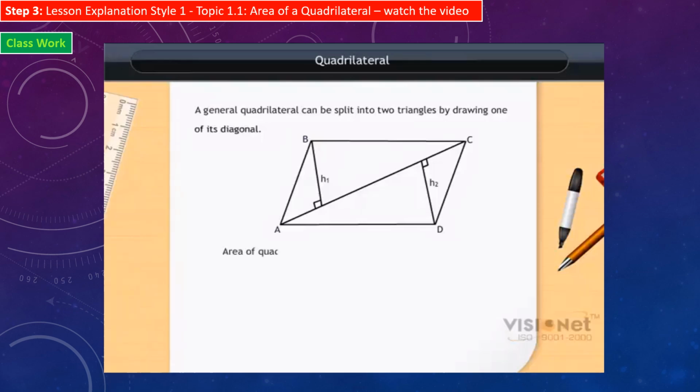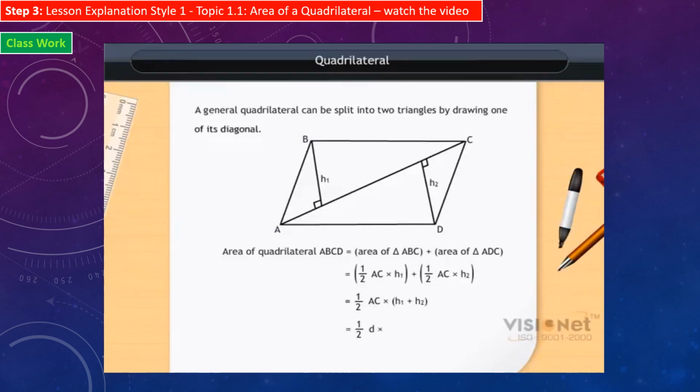Area of quadrilateral ABCD is equal to area of triangle ABC plus area of triangle ADC, which is equal to 1/2 into AC into H1 plus 1/2 into AC into H2. Take half and AC common from the expression. We get 1/2 AC into (H1 plus H2), which is equal to 1/2 D into (H1 plus H2), where D denotes the length of diagonal AC.